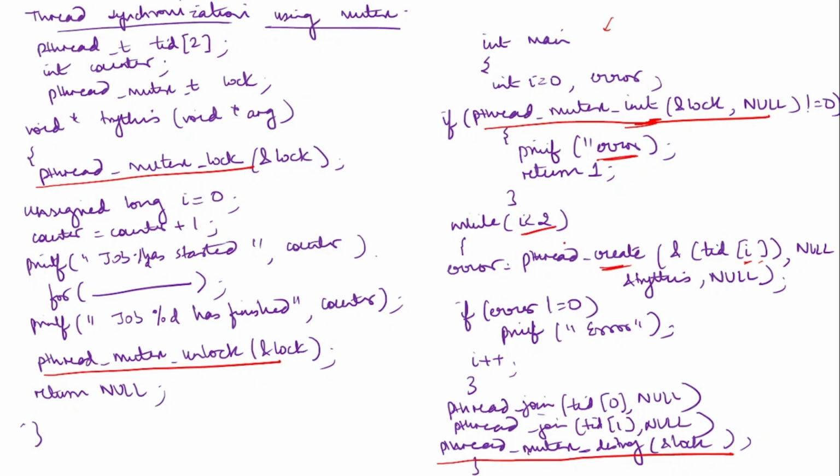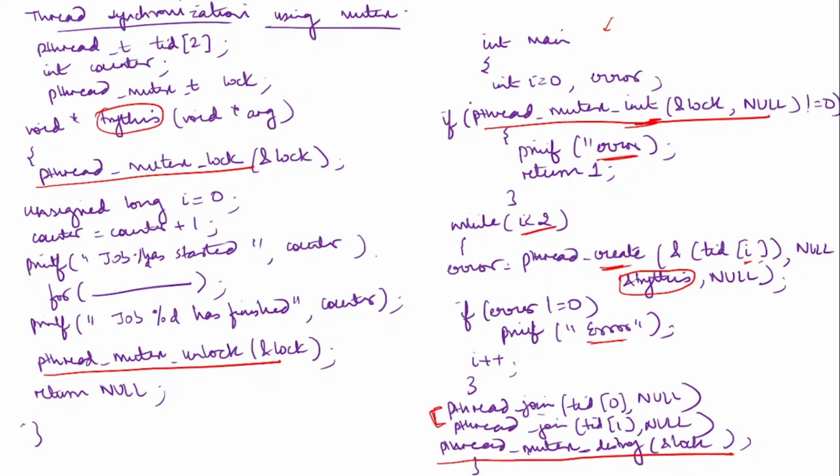Again, I check whether the thread creation is successful or not. If it's not successful, this error message is thrown. Otherwise, the thread is successfully created, obviously. Then I join both the threads. Now both the threads will be executing this trythis function. So this is the function which both the threads would execute. Now when they are joined, this particular function is started.